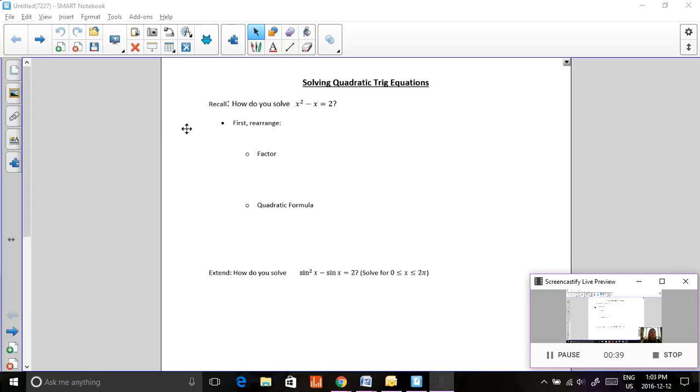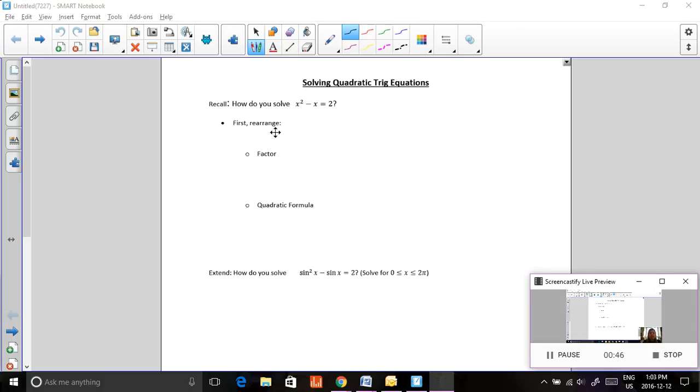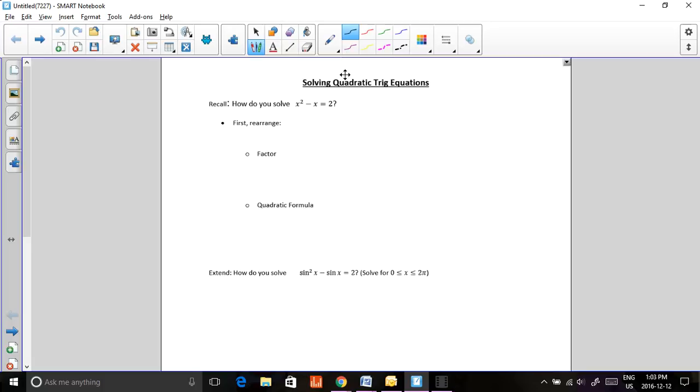So let's first remind ourselves how to solve a quadratic equation. Number one, first rearrange it. You need everything together on one side, because you can't isolate x here. So you need it in the form x squared minus x minus 2 equals 0.